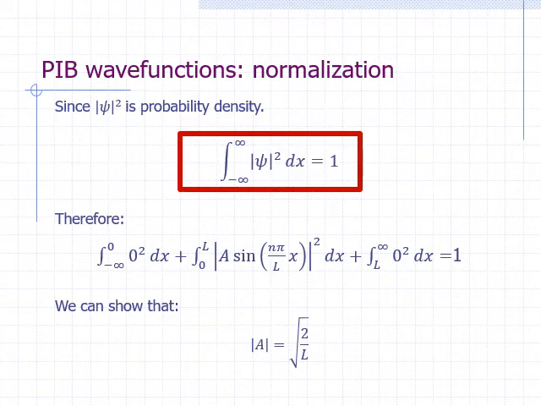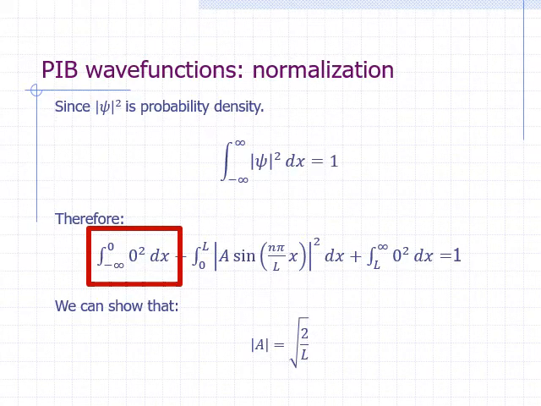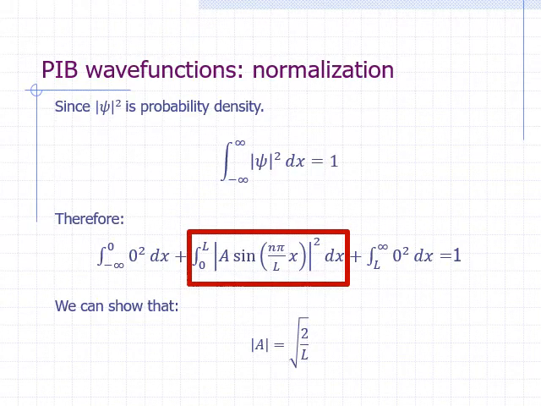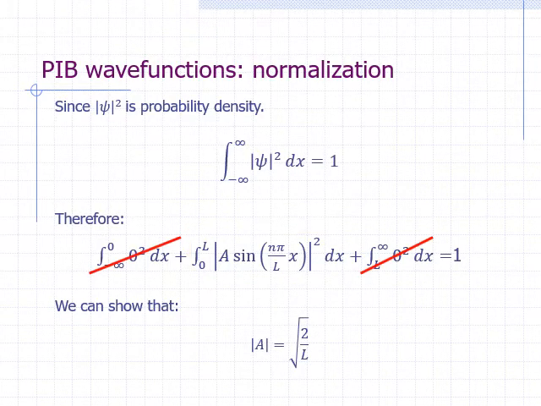We can break up the integral into three parts. Outside the box, at x less than 0, psi is 0. So for the integral from x equals negative infinity to x equals 0, we plug in 0 for psi. Similarly, at x greater than L, which is also outside the box, psi is also 0. So for the integral from x equals L to x equals positive infinity, we plug in 0 for psi as well. Finally, for the interval x equals 0 to L, we plug in a times sine n pi x over L for psi. The first and third terms are obviously 0.